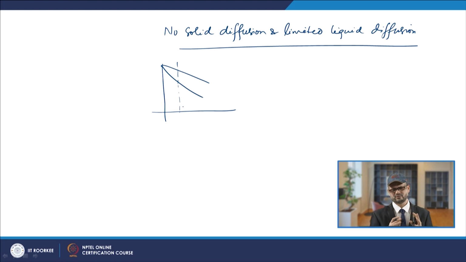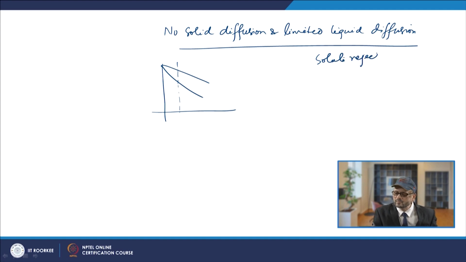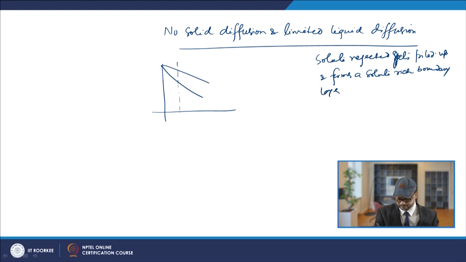So you will have neither the solid nor the liquid of uniform composition, and the solute which is rejected when k is less than 1 gets piled up and forms a solute rich boundary layer ahead of the growth front. In this case equilibrium exists only at the interface, because you have limited liquid diffusion as well as no solid diffusion. So at the interface you will have solute segregation occurring.